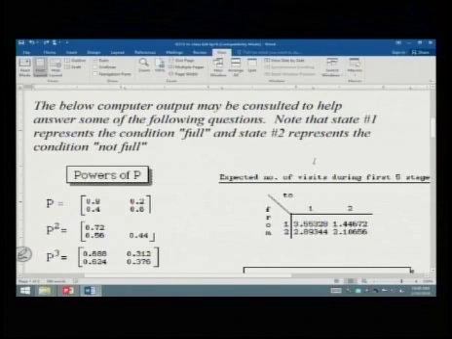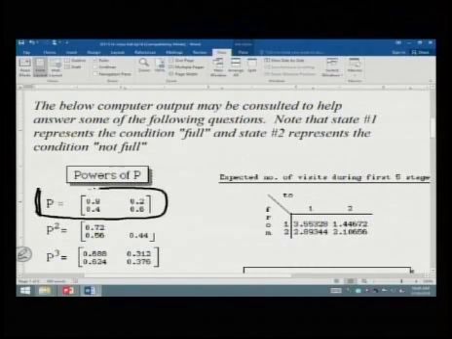And in your handout, you don't have this, right? But you should be able to get this by reading through the problem description. Because state number 1 is full, and state number 2 is not full, right? So it's full and not full.